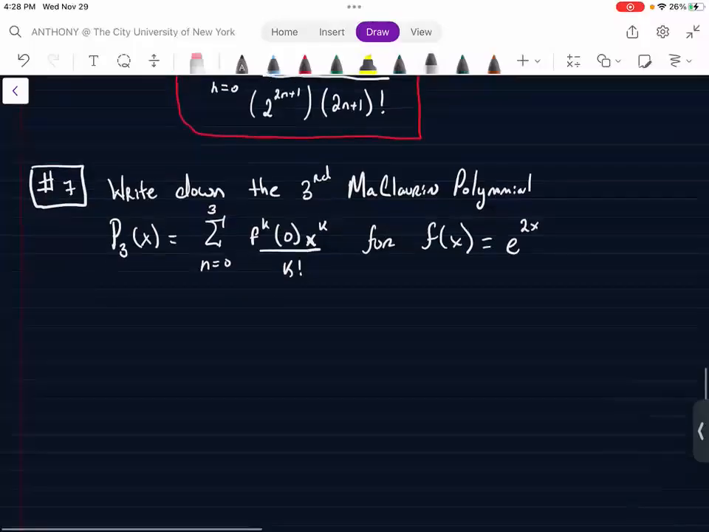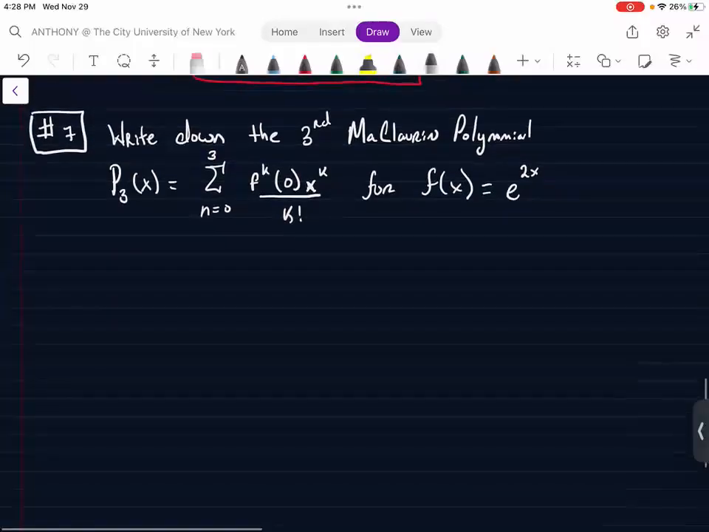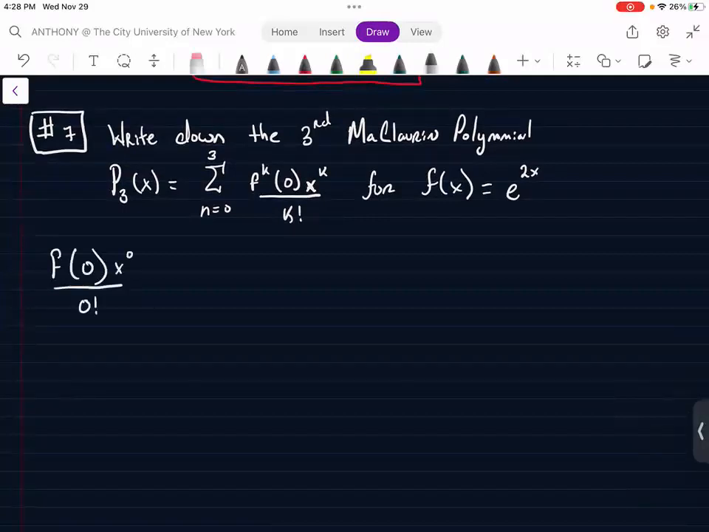The way that I will do this problem is first I expand out the formula. Since it says I have to write down the third Maclaurin polynomial, basically I'm starting at 0 to 3, so I know I need 4 terms, right? So what my 4 terms are going to be are the following. We're going to have f of 0, right? That'll be your constant term times x to the 0 over 0 factorial, which is just f of 0, by the way, because x to the 0 power and 0 factorial, they're just ones.